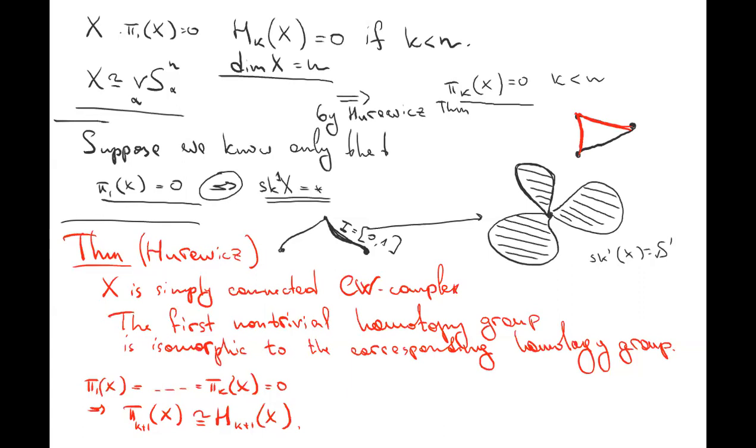So the idea of this discussion is to illustrate the following fact: if pi1 of X is 0, then our 1 skeleton can be reduced to a point.